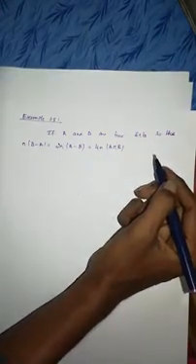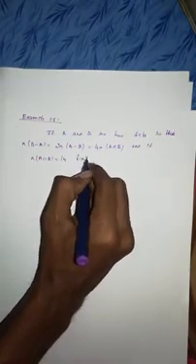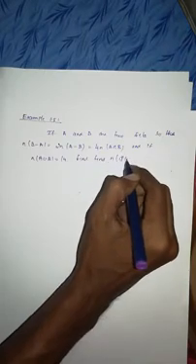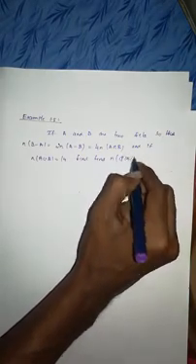Example 1.5. If A and B are two sets, so that n of B minus A is equal to 2n of A minus B is equal to 4n of A intersection B, and if n of A union B is equal to 14, then find n of power set of A. Solution.